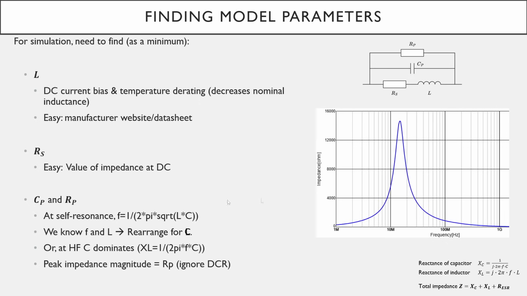We know our nominal inductance, so we can rearrange for CP. We know that at high frequencies, our CP dominates, and we know the reactance of the capacitor and the frequency, so we can plug in those values. The parallel resistance, RP, we can get from the impedance peak magnitude. We're going to ignore the DC resistance, and basically the peak impedance magnitude is approximately equal to our parallel resistance, which models our magnetic loss.